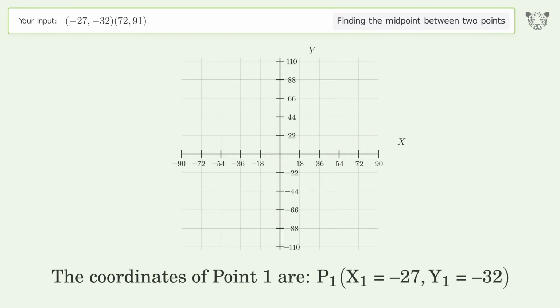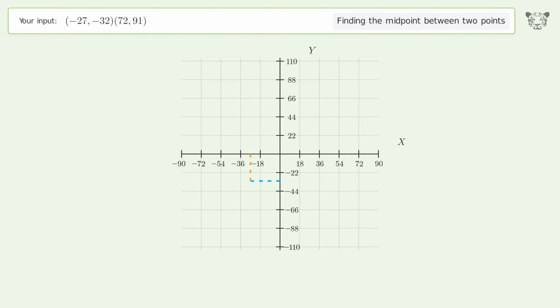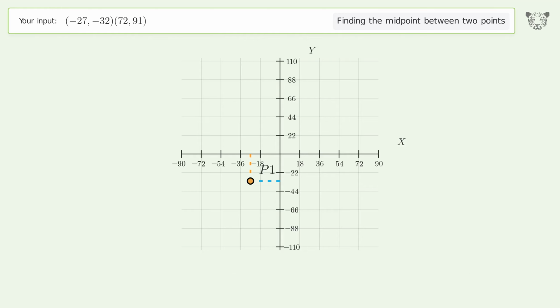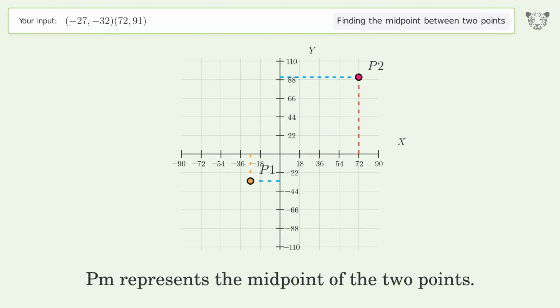The coordinates of point 1 are x1 equals -27, y1 equals -32. The coordinates of point 2 are x2 equals 72, y2 equals 91. PM represents the midpoint of the 2 points.